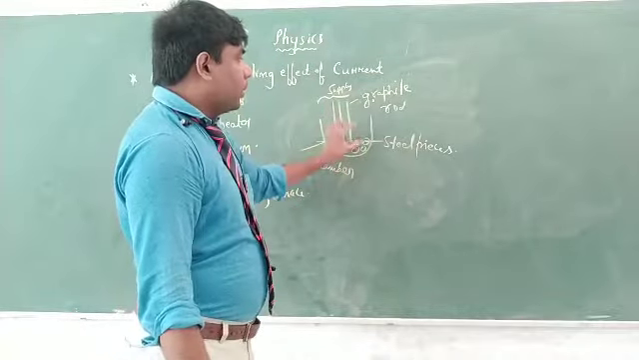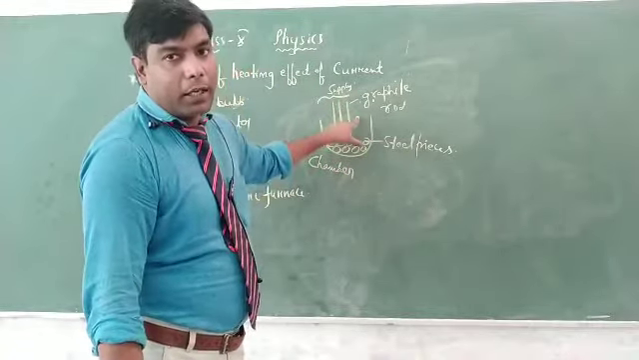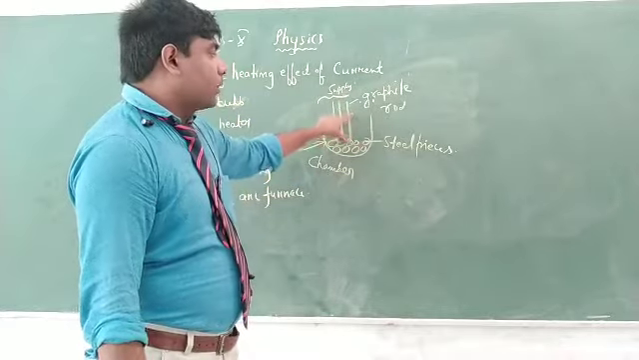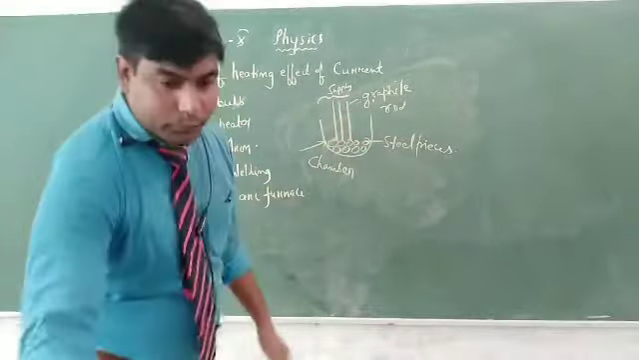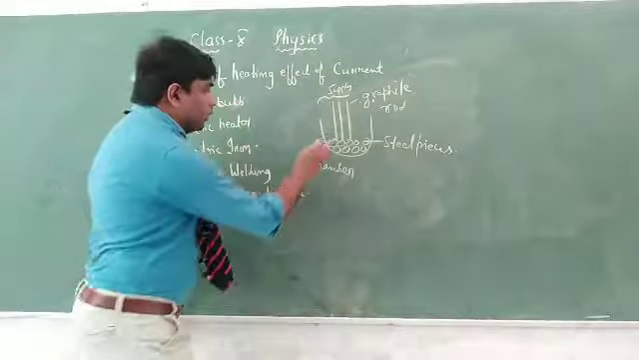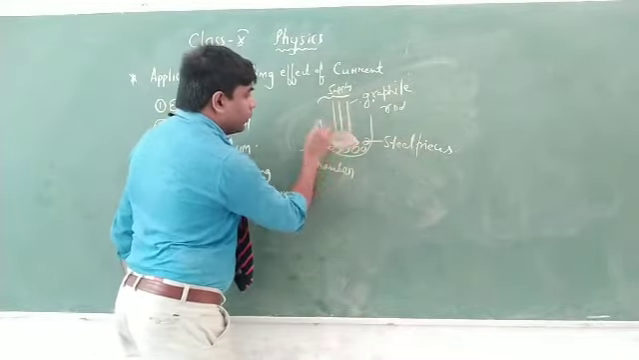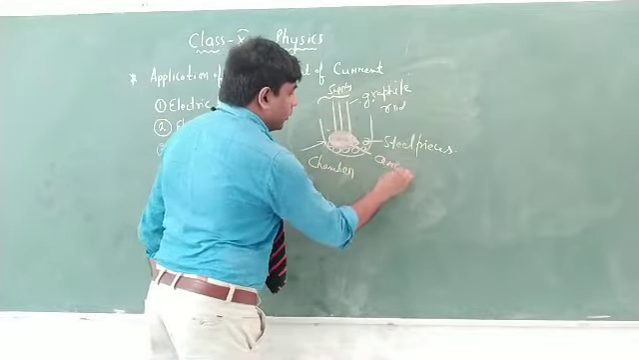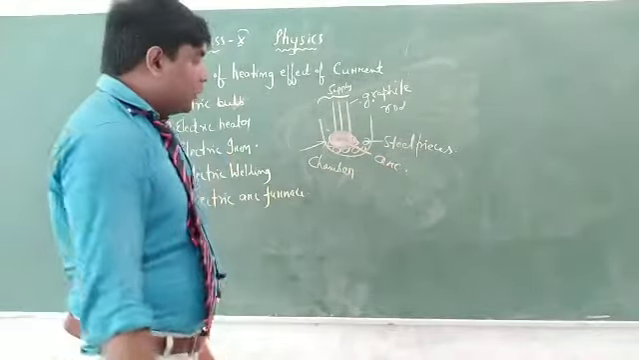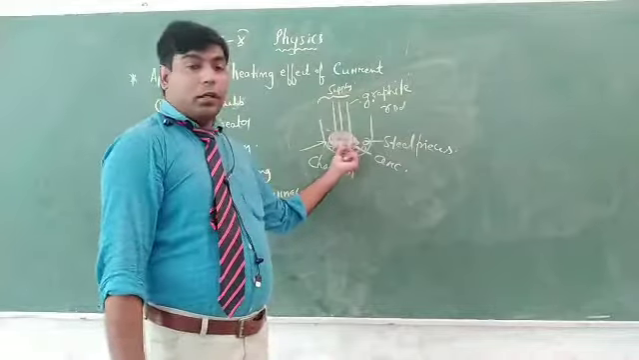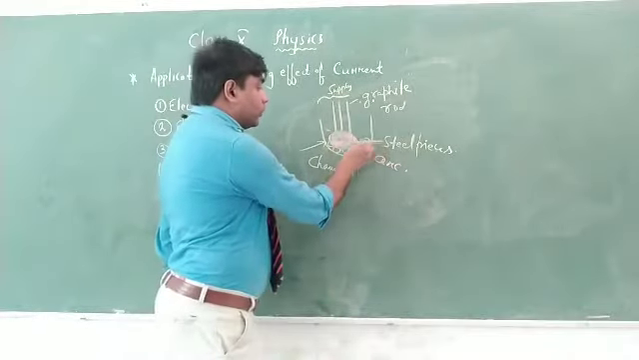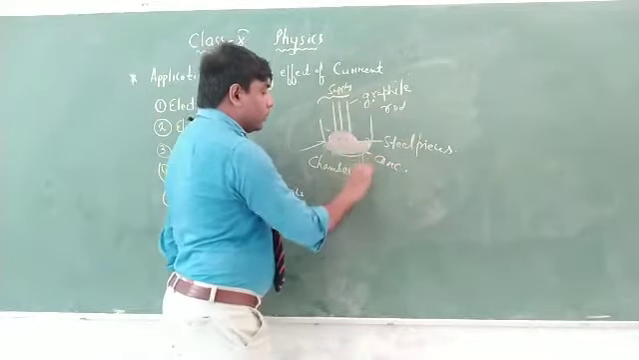Then we take a graphite rod and it is connected to the electric supply, right? And what will happen? When current passes, an arc will be produced, and this arc will generate heat, and so these steel pieces will be converted into a molten state.